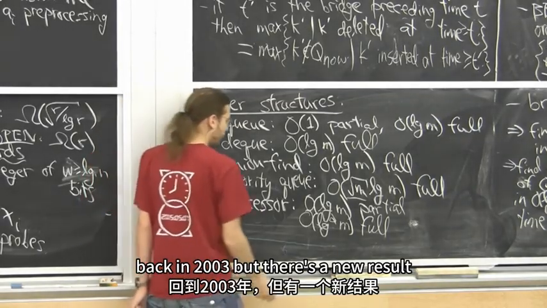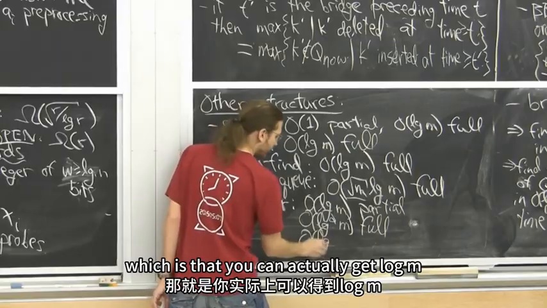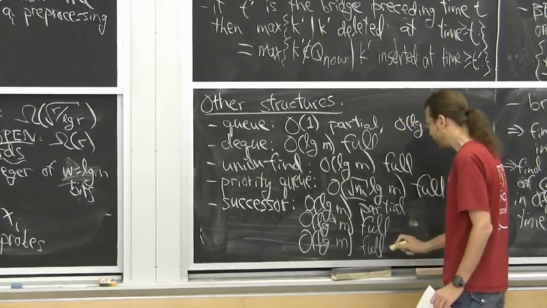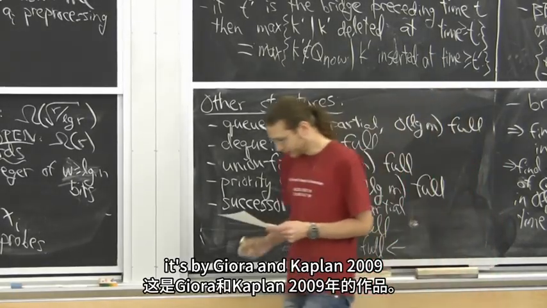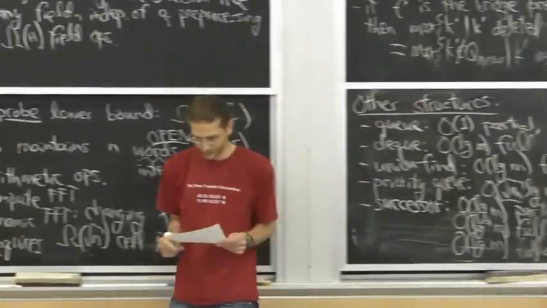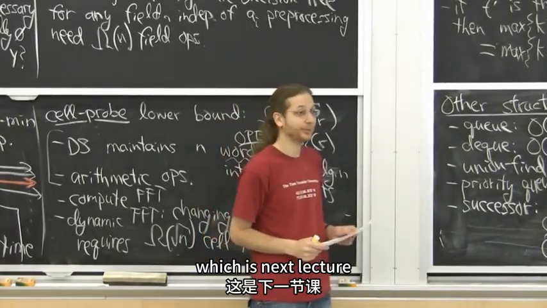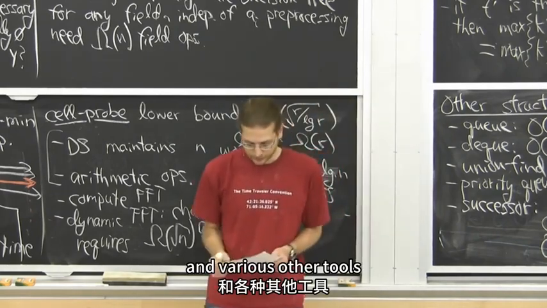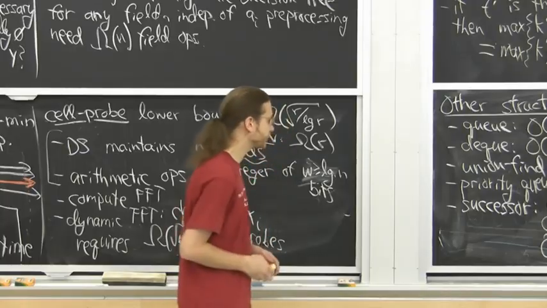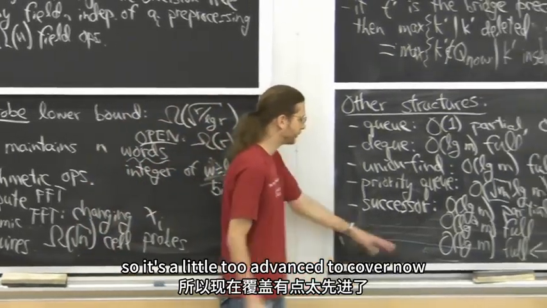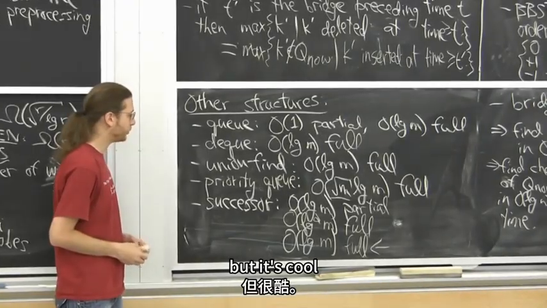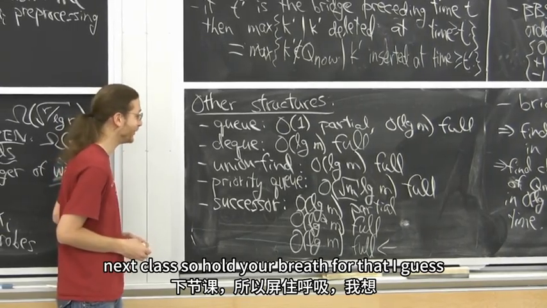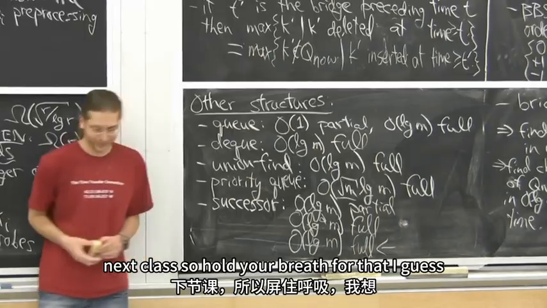back in 2003. But there's a new result, which is that you can actually get log m without the square, full retroactivity. This is a complicated result. It's by Giora and Kaplan from 2009. It uses fun techniques like fractional cascading, which is next lecture, and van Emde Boas, which is lecture 11, and various other tools. So it's a little too advanced to cover now, but it's cool, and it has lots of applications in geometry, which we will be talking about next class. So hold your breath for that, I guess.